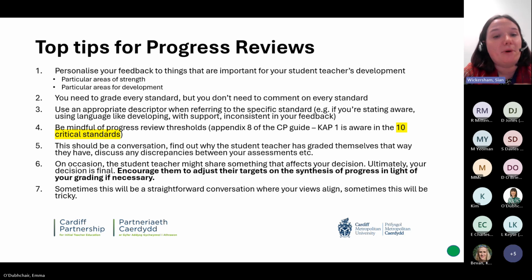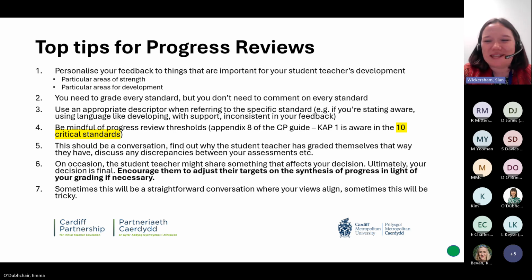You need to grade every standard. So you need to tick the box that says unaware, aware, capable, QTS plus, but you don't need to comment on every standard. So keep those 2 things in mind. What are the particular areas of strength? What are the particular areas for development? And those are the things that are probably going to form the majority of your writing in those boxes.